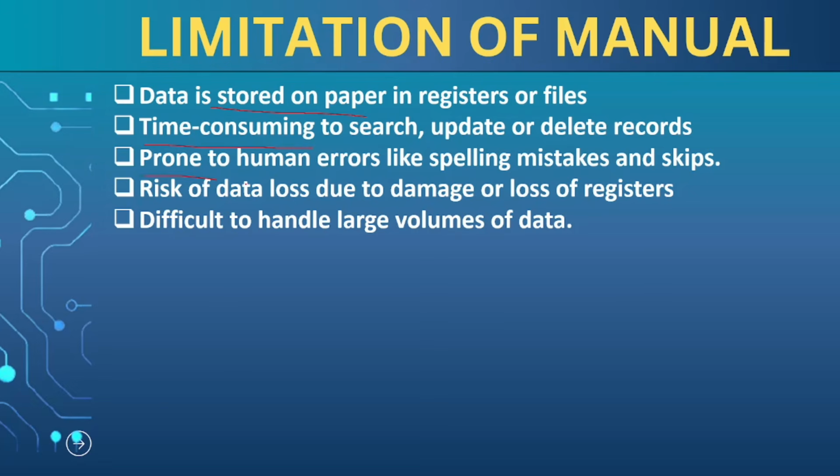And next one is prone to errors. What is prone to errors means you can make spelling mistakes or you can skip any of the details. And next one, risk of data loss. If any damage happens, then it is a risk of data loss, and difficult to handle large volumes of data. Right? If you have large volumes of data, it is very difficult to handle. So these are the limitations of manually keeping record.